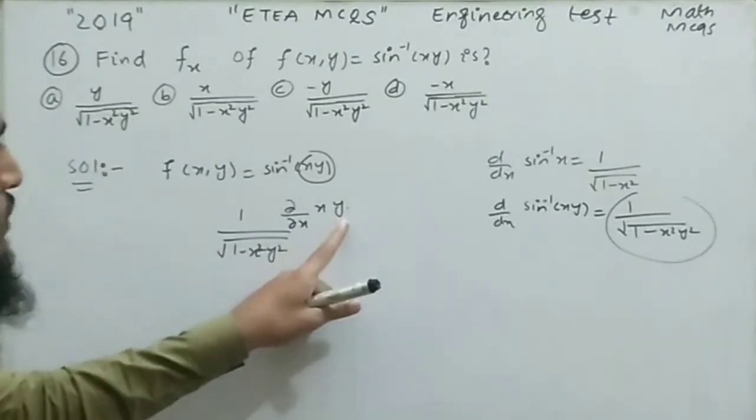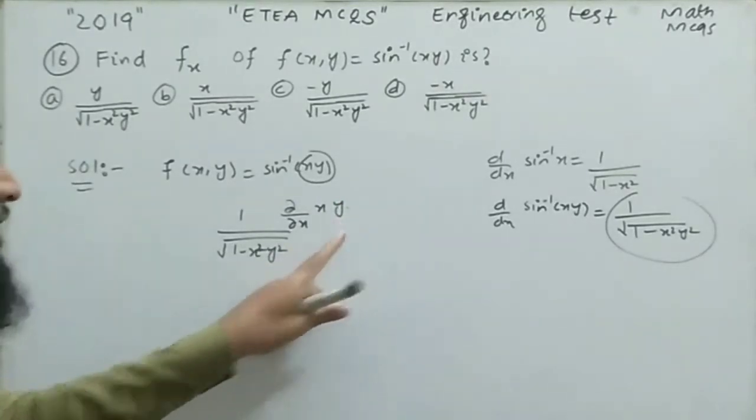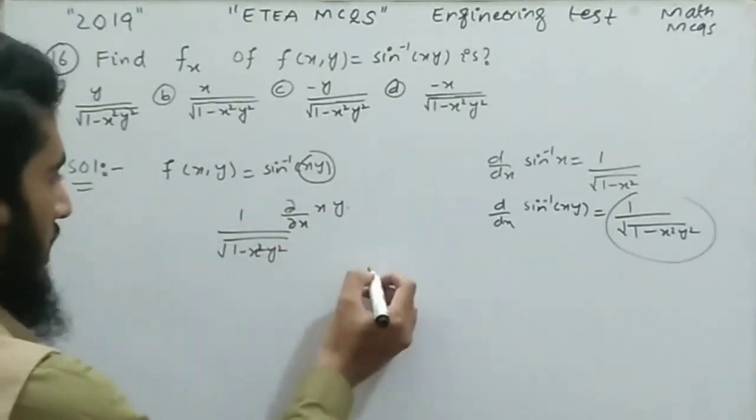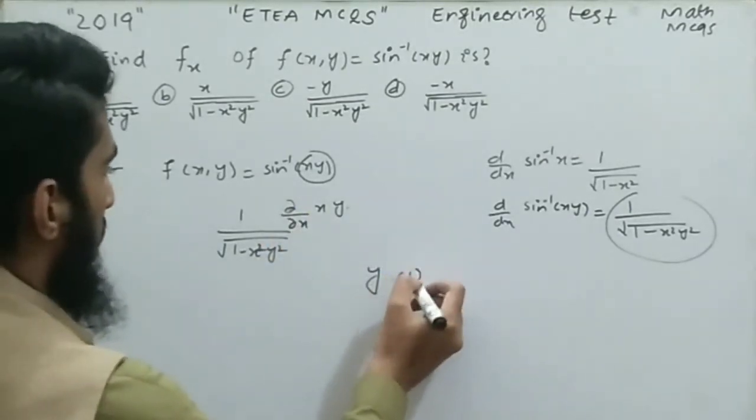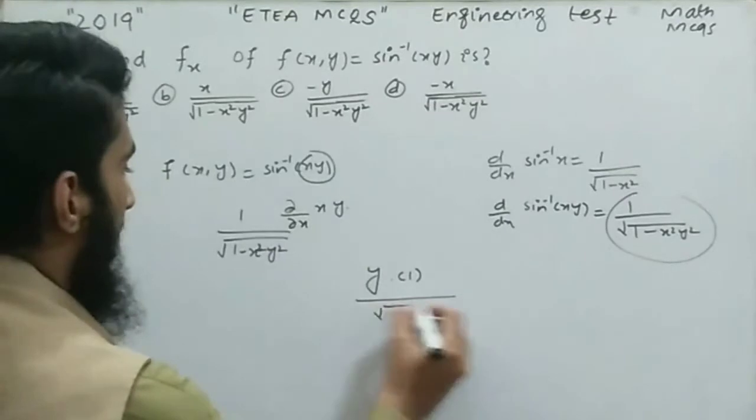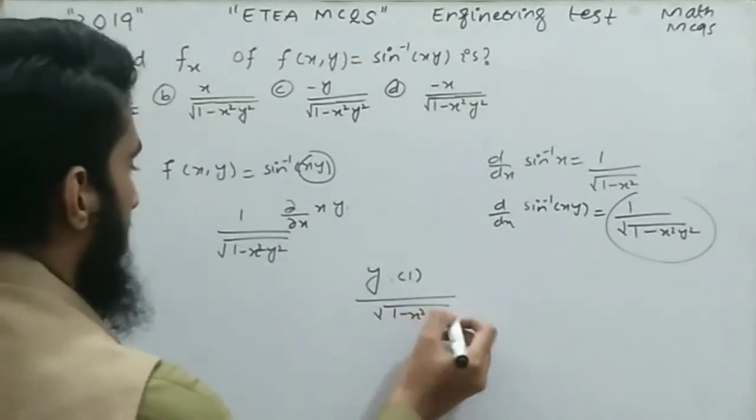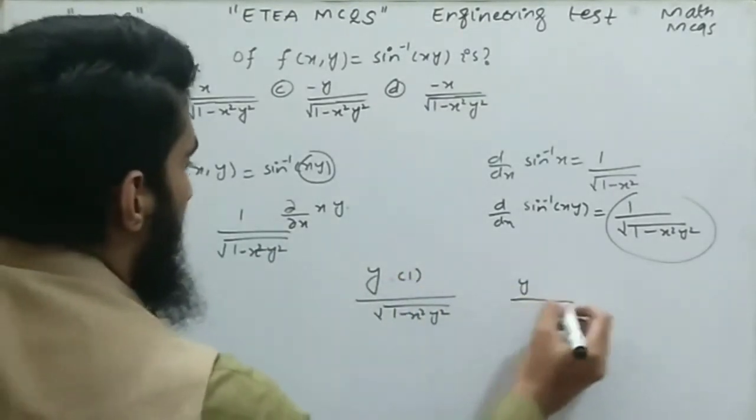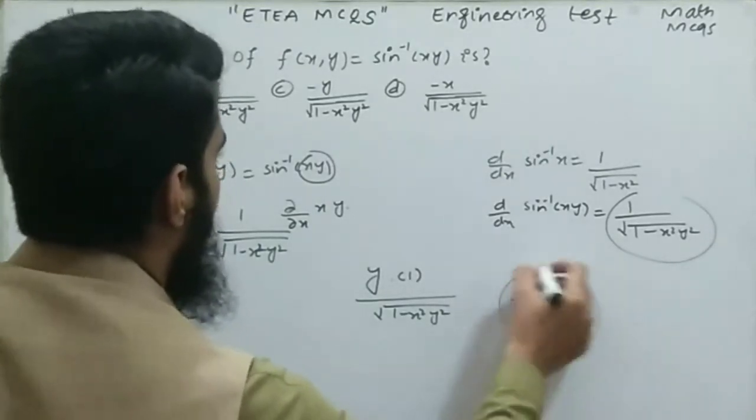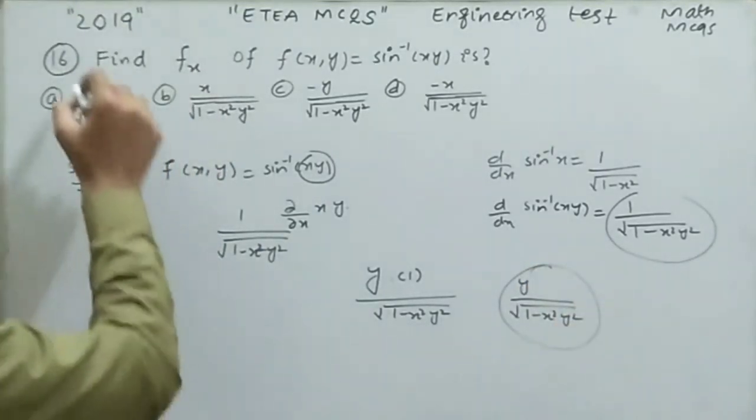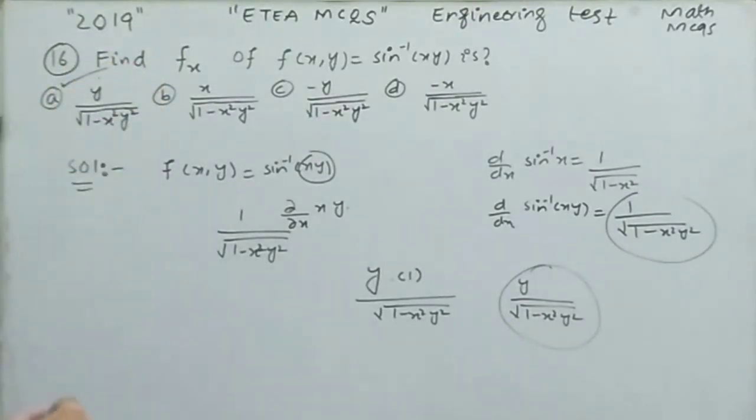Over here y will play the role of a constant, so take it outside, and the partial derivative of x with respect to x gives us 1, divided by under root of 1 minus x square y square. So y multiplied by 1 gives us y divided by under root of 1 minus x square y square, which is the required derivative. So the correct option for this MCQ number 16 is option number A.